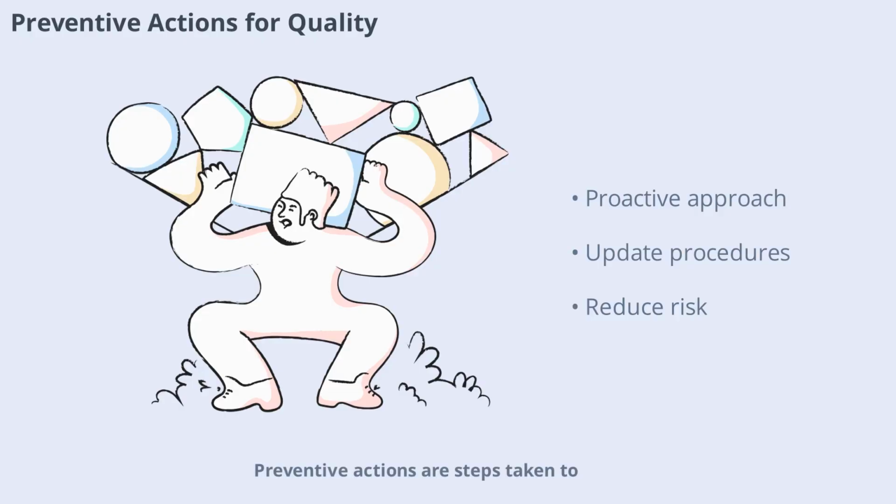Preventive actions are steps taken to avoid potential quality issues before they occur. This might include updating procedures, providing additional training, or implementing new tools. Preventive actions are a proactive way to maintain high standards and reduce the risk of defects. By focusing on prevention, you save time and resources in the long run.